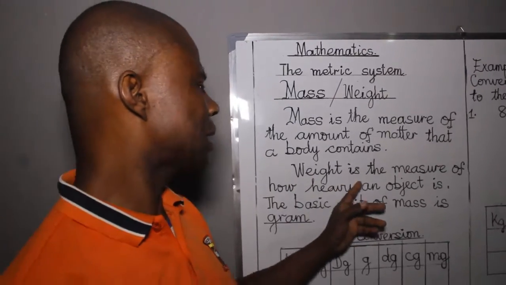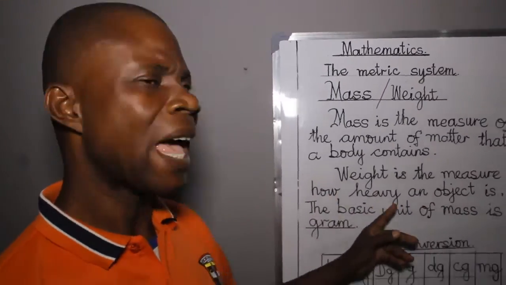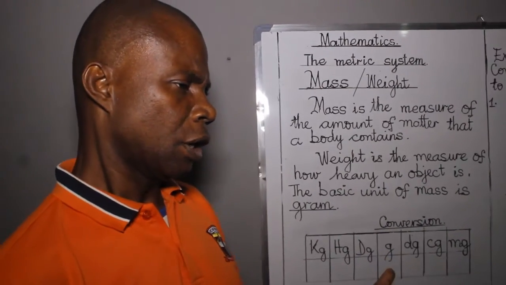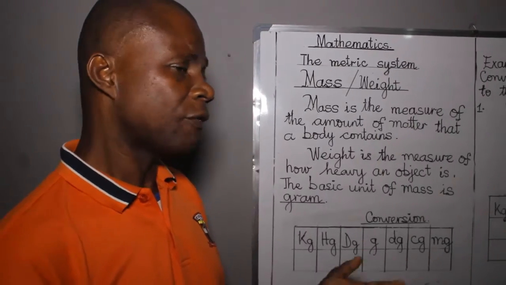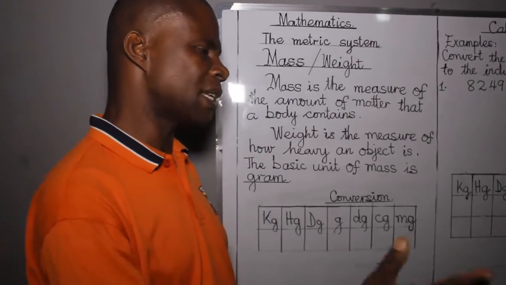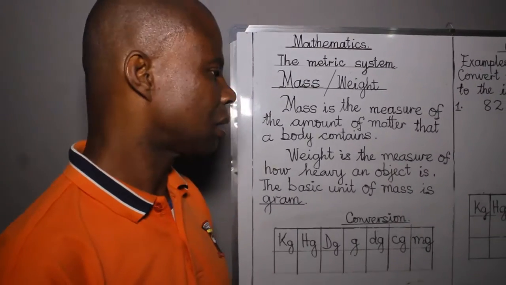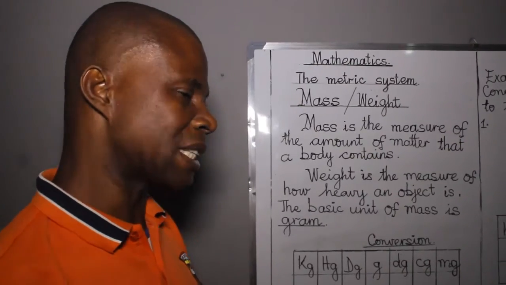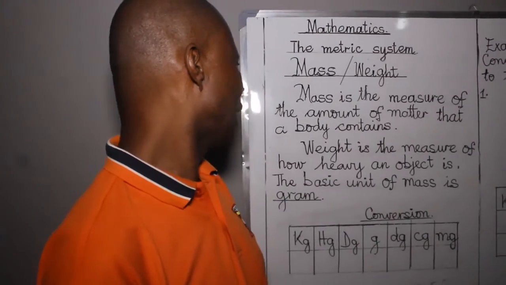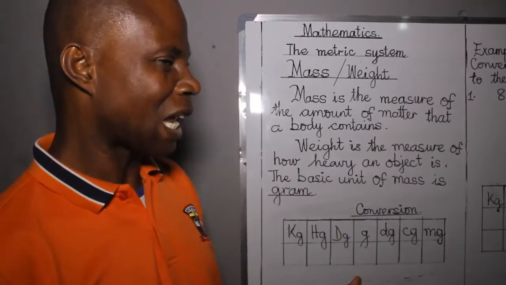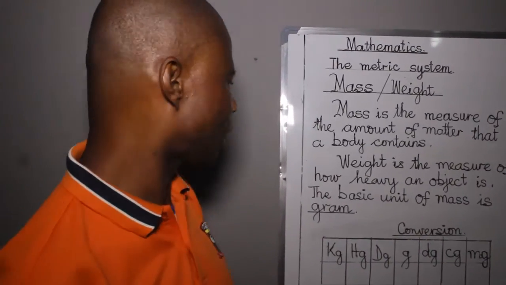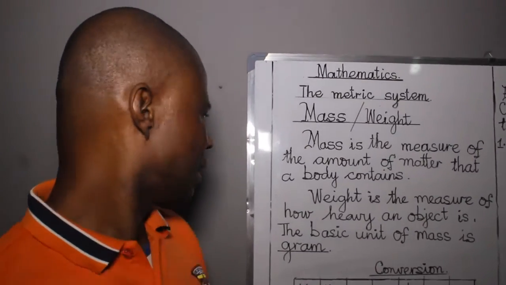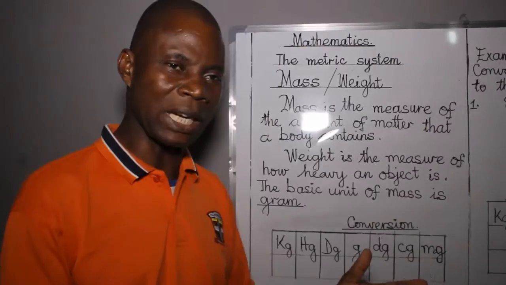Weight. Weight is the measure of how heavy an object is. You take a chicken, for instance, and you place it on a scale to measure. Then this scale needle will indicate the weight of that chicken. Mass is not affected by the acceleration due to gravity, but weight is affected by the acceleration due to gravity. I won't go much into that. Let's go quickly to conversion.